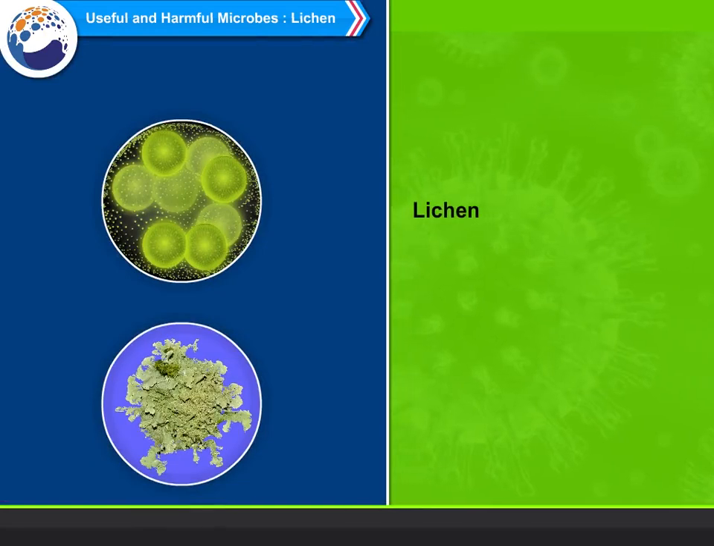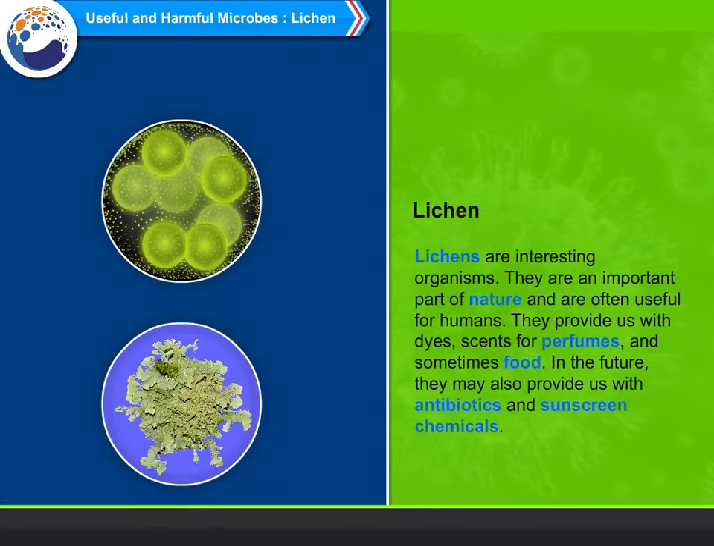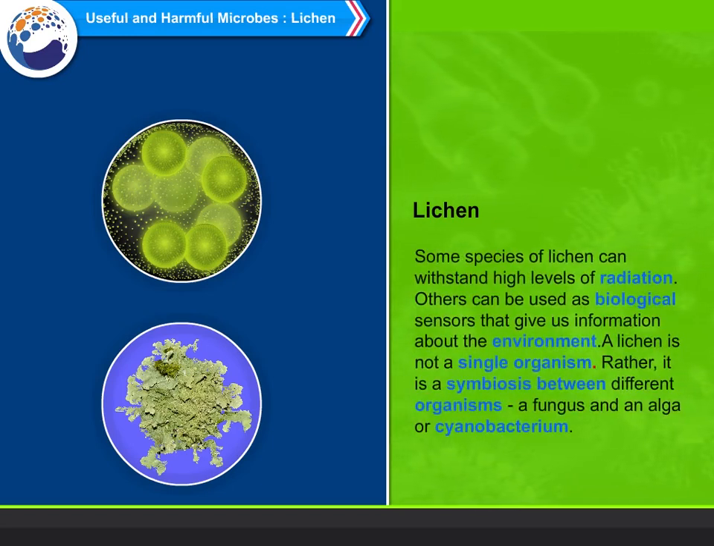Lichen. Lichens are interesting organisms. They are important part of nature and are often useful for humans. They provide us with dyes, scents for perfumes, and sometimes food. In the future, they may also provide us with antibiotics and sunscreen chemicals. Some species of lichen can withstand high levels of radiation. Others can be used as biological sensors that give us information about the environment.